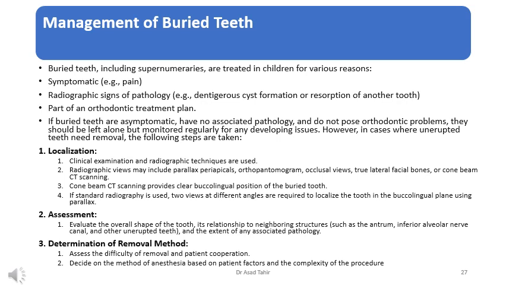parallax. Assessment. Evaluate the overall shape of the tooth, its relationship to neighboring structures, such as the antrum, inferior alveolar nerve canal, and other unerupted teeth, and the extent of any associated pathology. Determination of removal method. Assess the difficulty of removal and patient cooperation. Decide on the method of anesthesia based on patient factors and the complexity of the procedure.